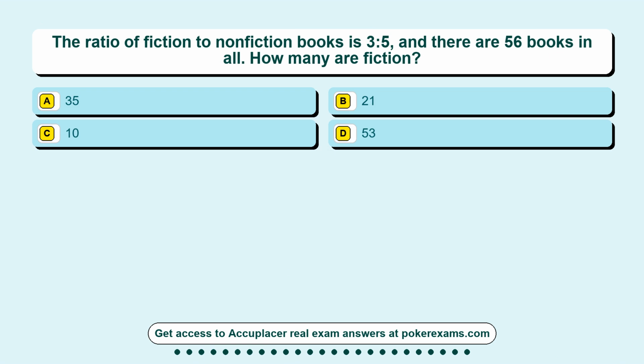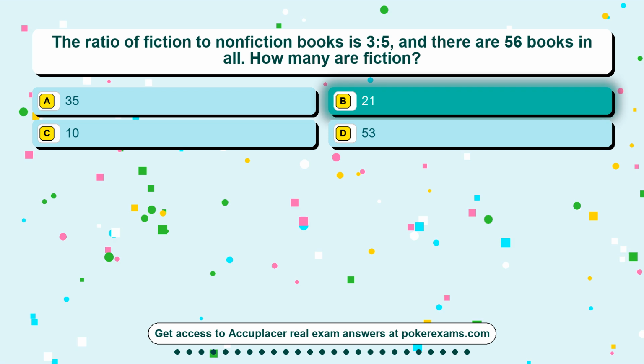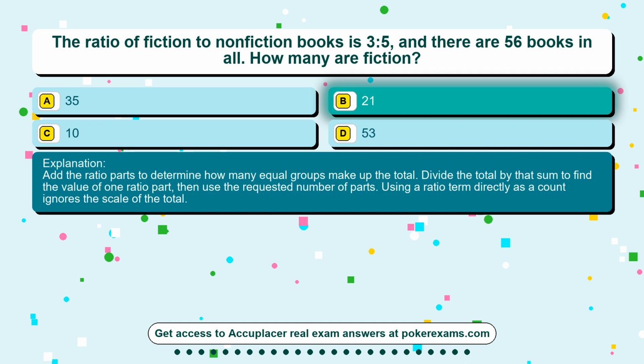Question 5. The ratio of fiction to nonfiction books is 3 to 5, and there are 56 books in all. How many are fiction? Option A 35, option B 21, option C 10, option D 53. The correct answer is option B, 21. Add the ratio parts to determine how many equal groups make up the total. Divide the total by that sum to find the value of one ratio part, then use the requested number of parts. Using a ratio term directly as a count ignores the scale of the total.